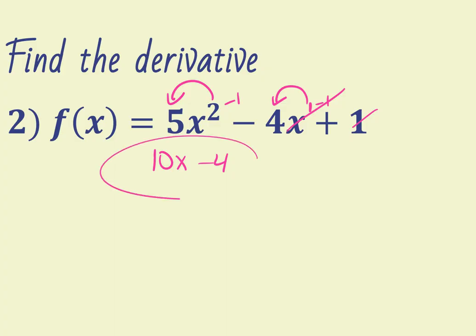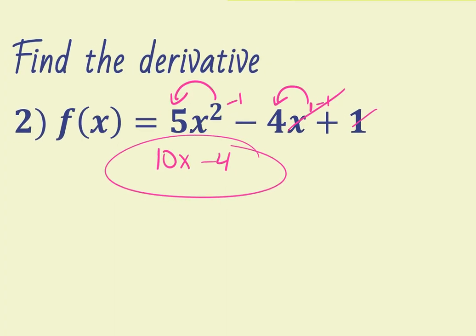So the derivative is 10x minus 4. Good so far? Yes. Okay.